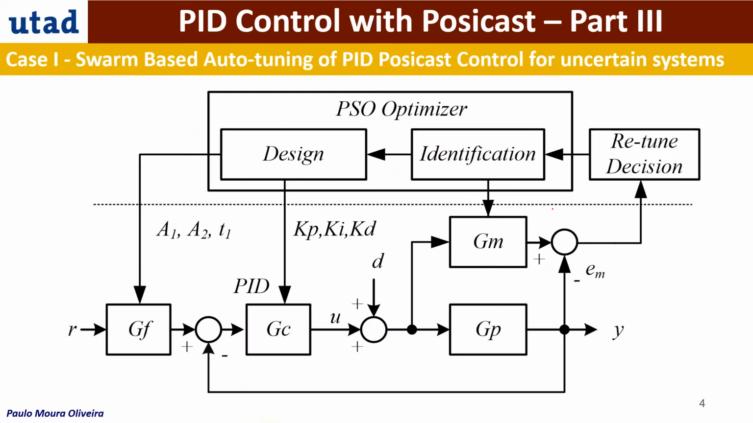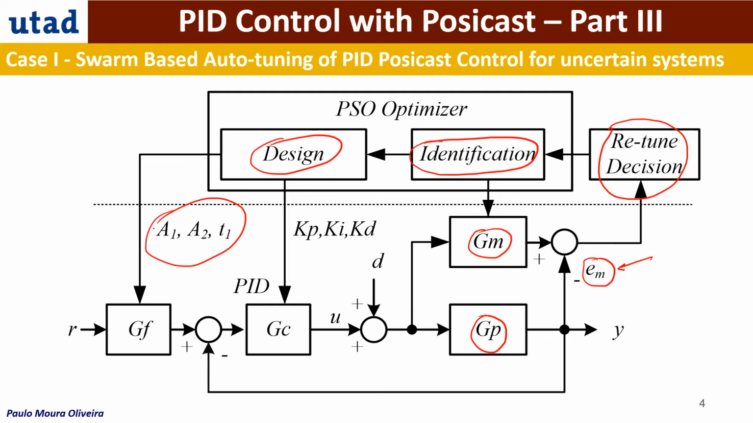So to deal with this, we have proposed this technique. This is a technique where we have to have a model of the process, GM. This is the process. This is the difference between the model and the process. And depending on this error, we have to take a decision about whether to retune the controller. To retune the controller, you need to identify a new model, and then we have to design both the pre-filter, with its three parameters, the step amplitudes and the time for the second step, and the PID controller gains.